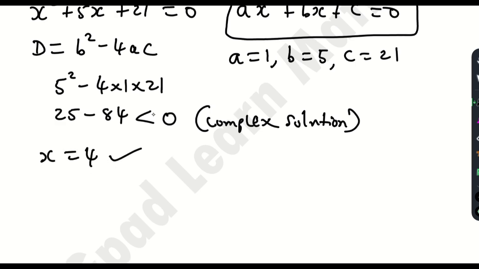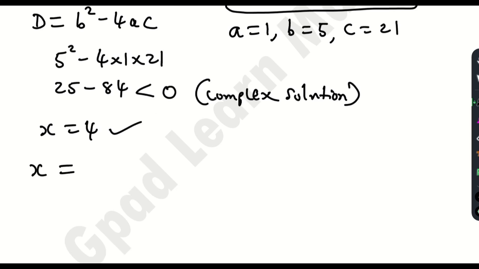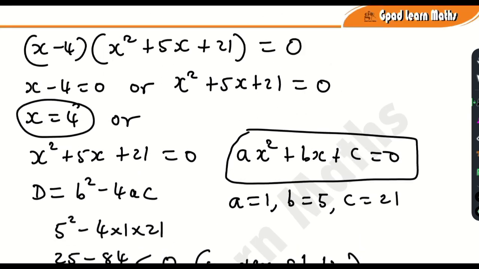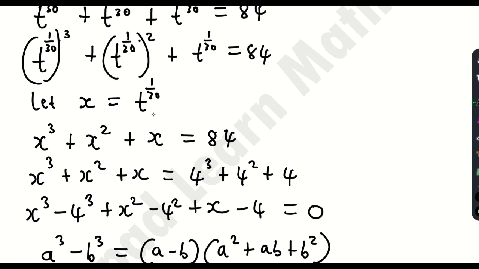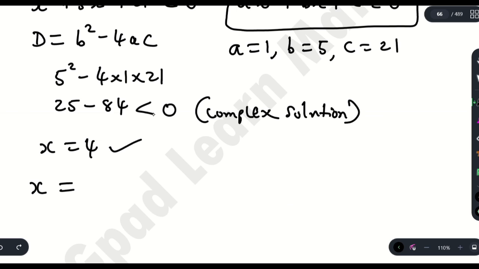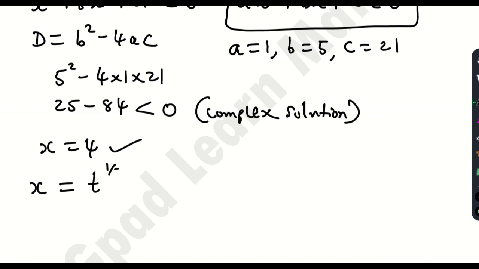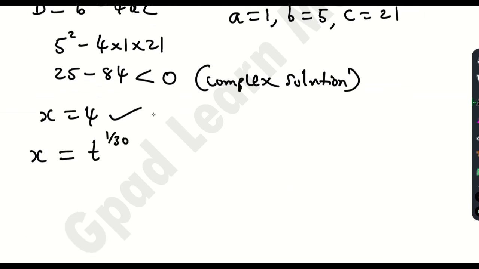Now remember that x is equal to, let's quickly go back and check. What did we set x to? x is equal to, see it here, t raised to the power of 1 over 30. Okay. So remember that x is equal to 4. So I'm going to plug in 4 here and equate this to t raised to the power of 1 over 30. Since I'm trying to get the value of t, I have to get rid of this power here.